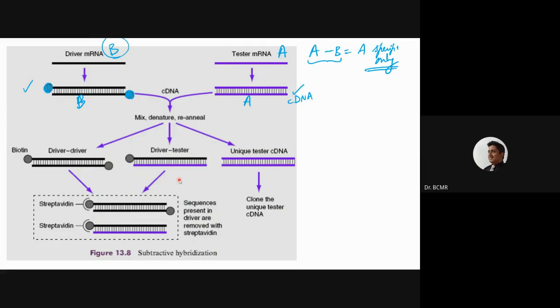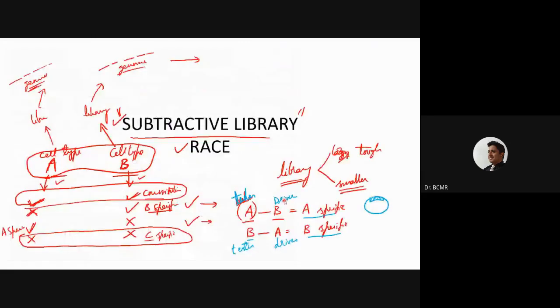Library size is drastically reduced. We have removed anything that has not been expressed in A. Anything that is also expressed in B is also removed. We will only get A specific genes. We have subtracted A minus B, and we constructed a library. That is called a subtractive library. I will take up from here in the next class, subtractive library and RACE.